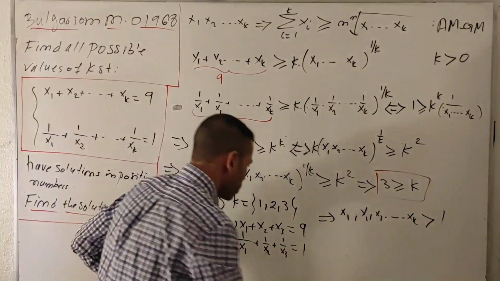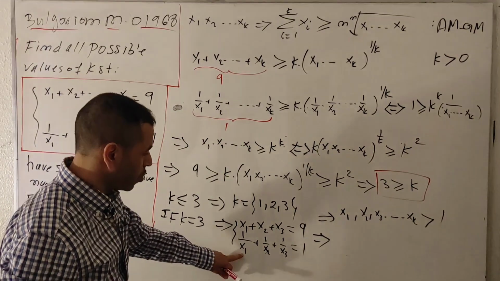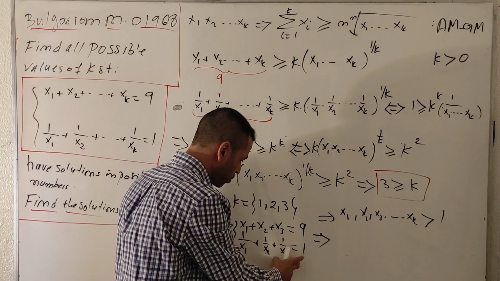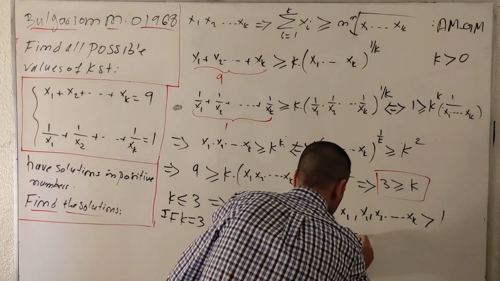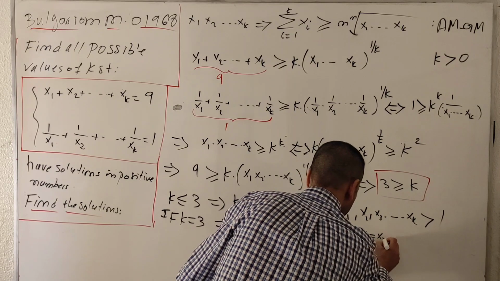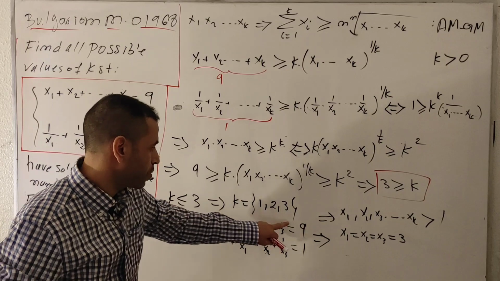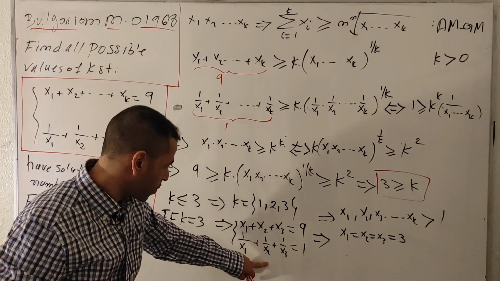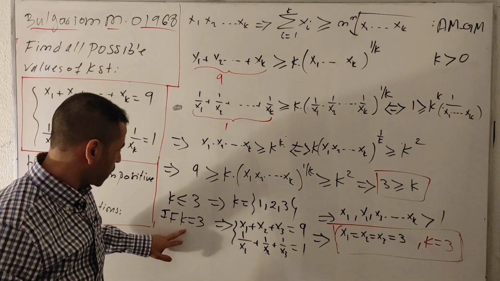So the only way for these 3 consecutive terms to get these results is if x1 equals x2 equals x3 equals number 3, because 3 plus 3 plus 3 is giving us 9. For the inverse, 1 over 3 plus 1 over 3 plus 1 over 3 is giving us 1. Now let's move on to the next case, when we have k equals 2.